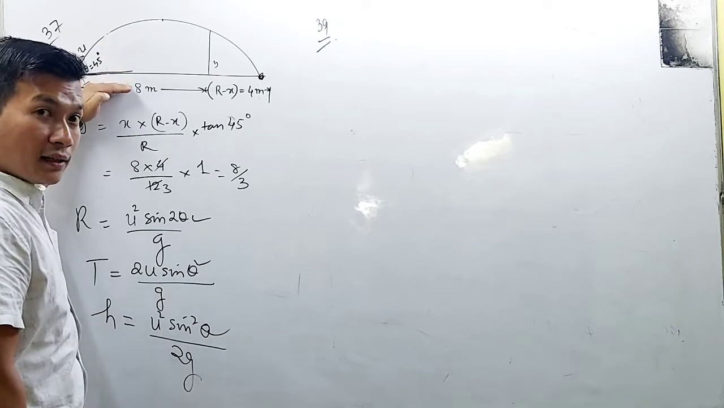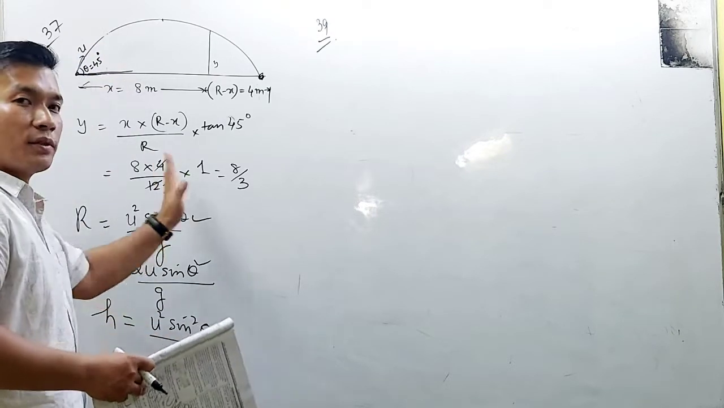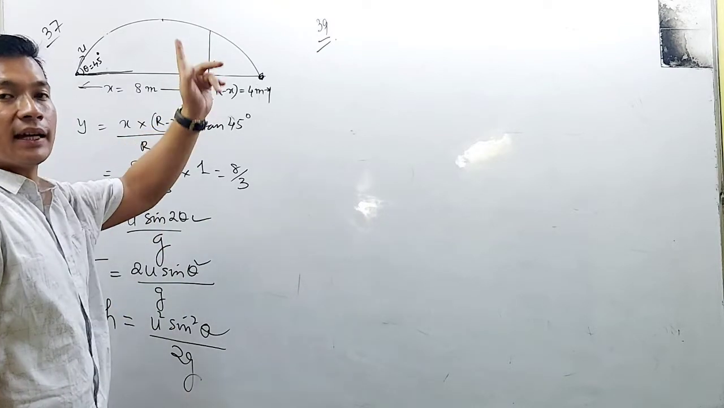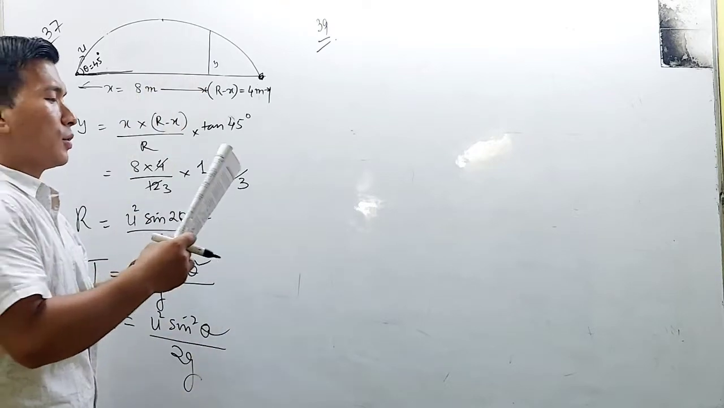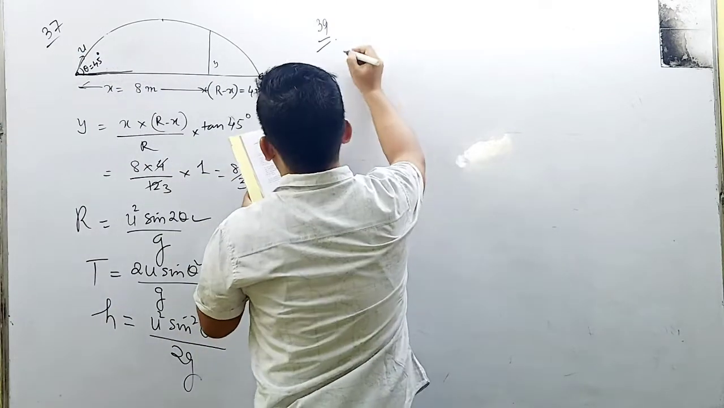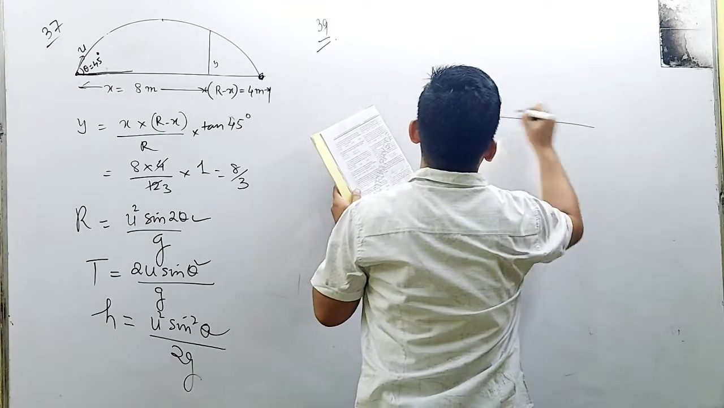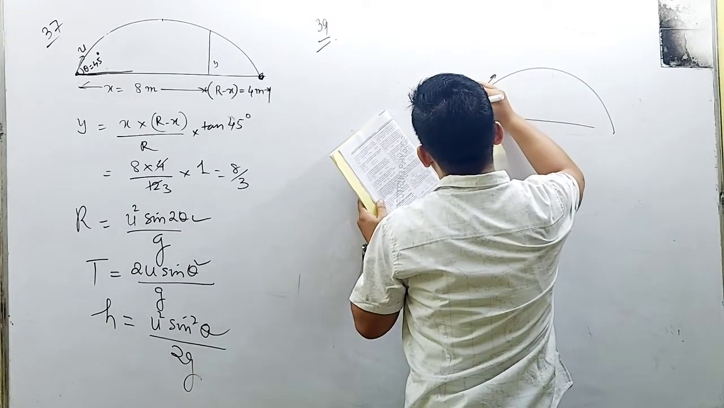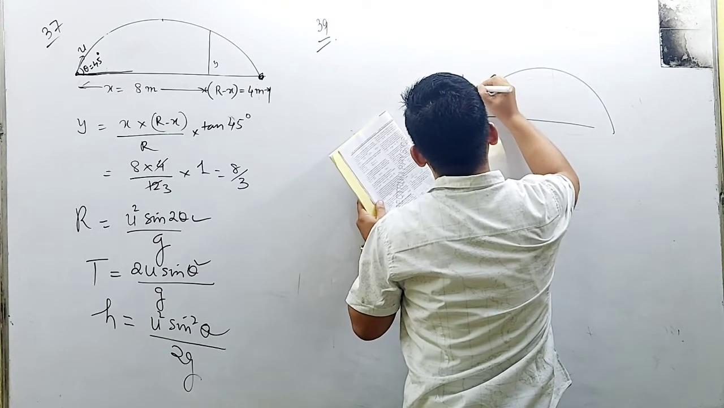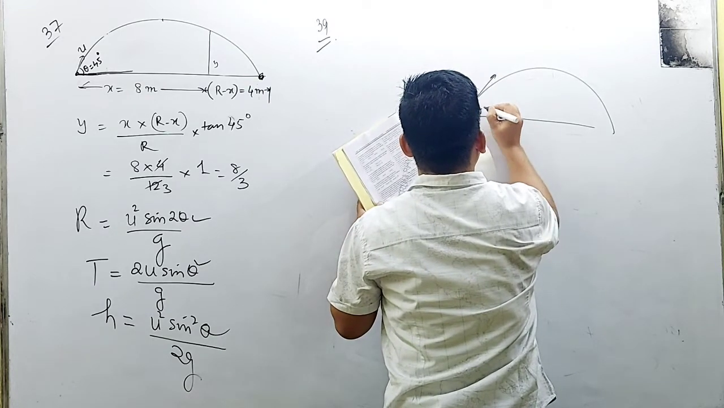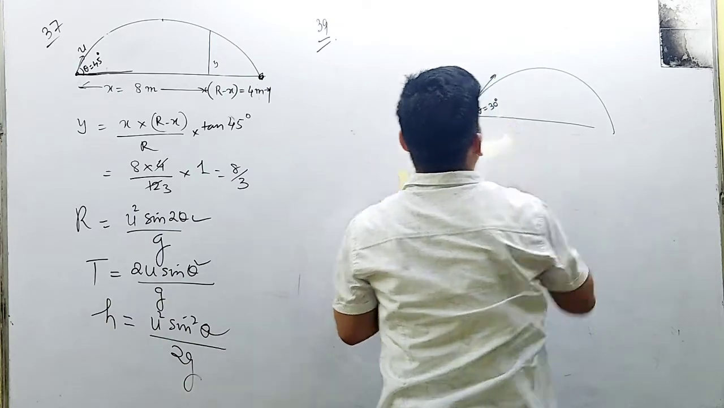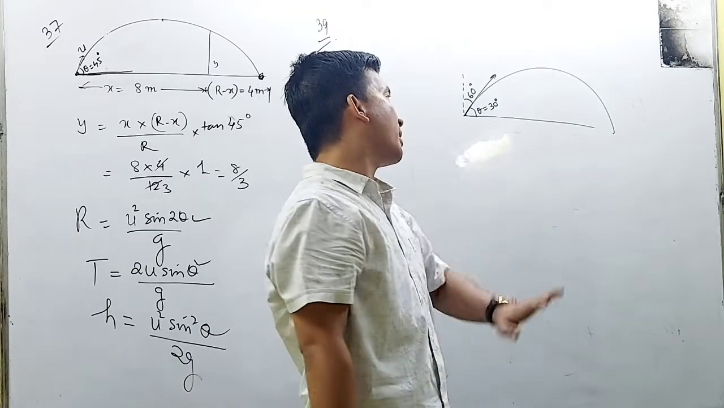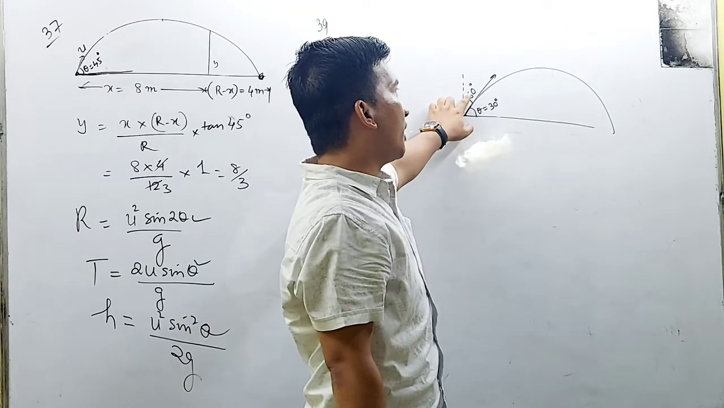You should read the question very carefully: the angle is with respect to the vertical. Question number 39 is the angular projection. Here this central angle is 60 degree. If this is 60 then our theta will be equal to 30 degree. If you take theta to be 60 you will not get the answer. This 60 degree is with respect to the vertical.